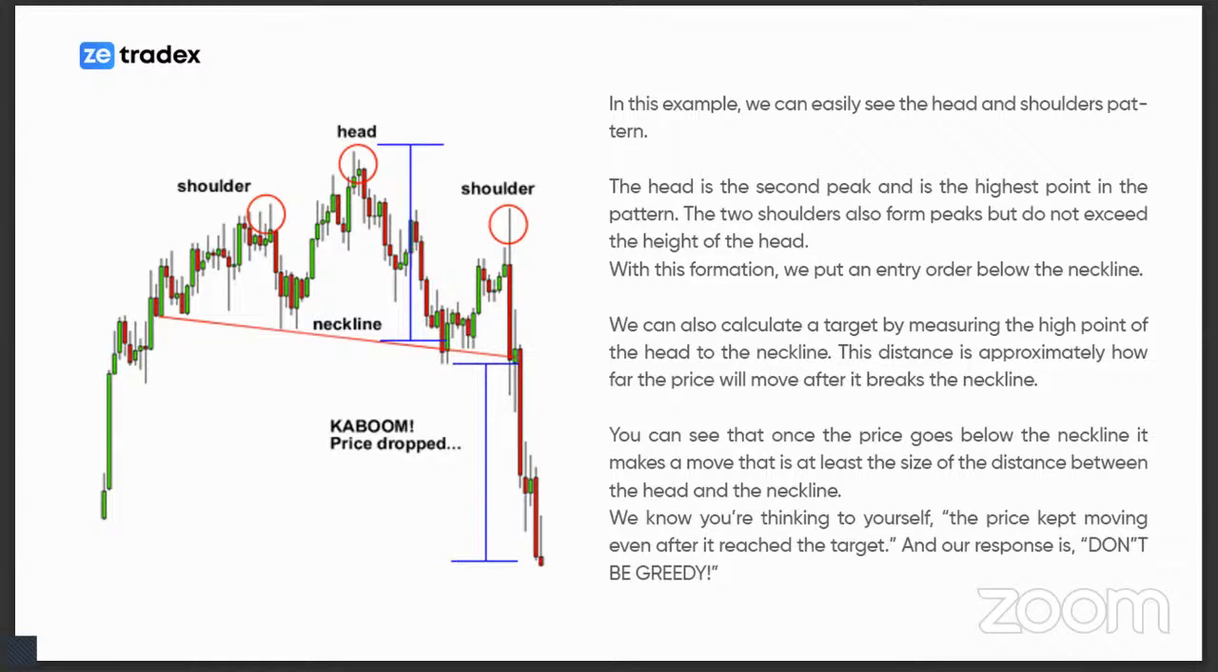Now, in this example, if you had followed this double shoulder with head pattern, the head was the second peak and is the highest point in the pattern. The two shoulders also form peaks that do not exceed the height of the head. With this formation, you go ahead and put an entry order below the neckline. We can also calculate the target by measuring from the high point of the head to the neckline. That distance is approximately how far the price will move after it breaks the neckline. You can see that once the price goes below the neckline, it makes a move that is at least the size of the distance between the head and the neckline.